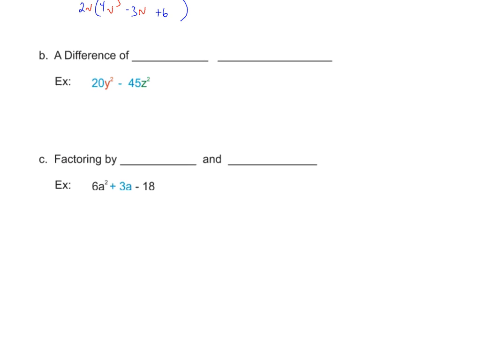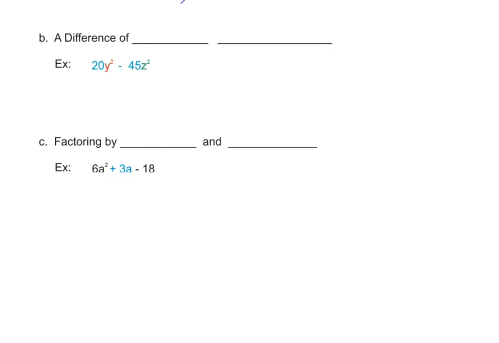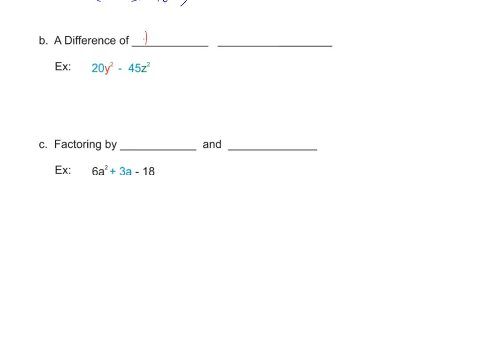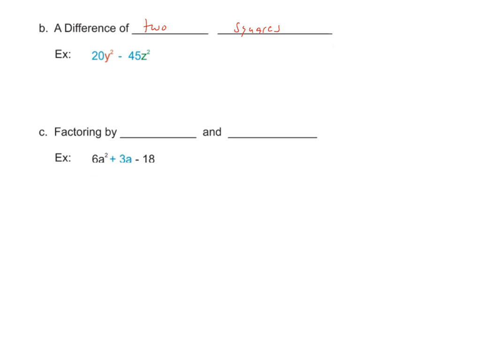Never forget about the difference of two squares. And so if you look at this, you say, oh, difference of two squares. Well, also don't forget to factor out common factors first. Let's factor out the common 5. I can get a 5 out of both of these terms.